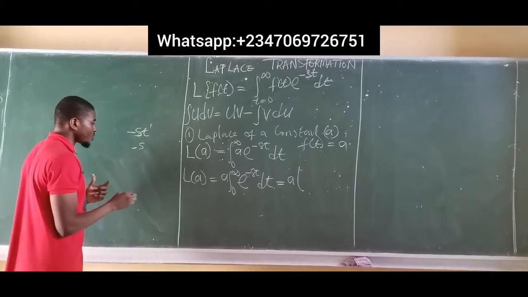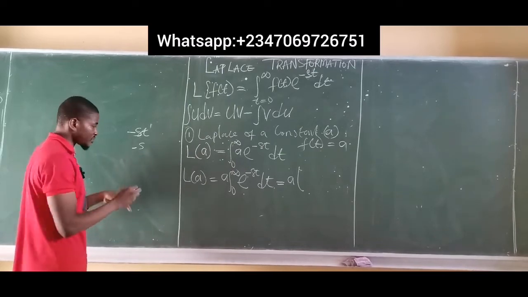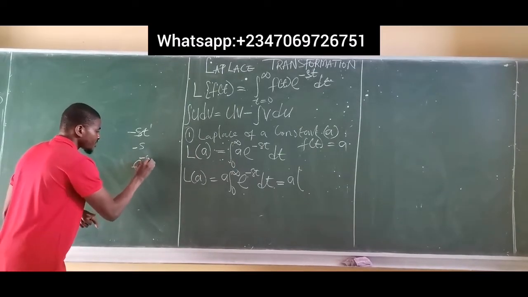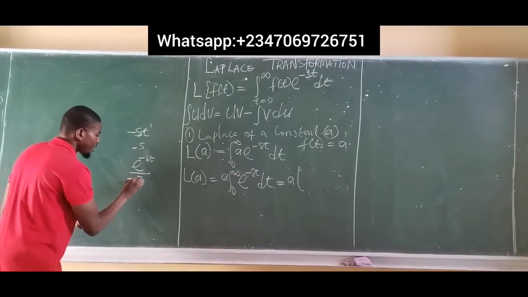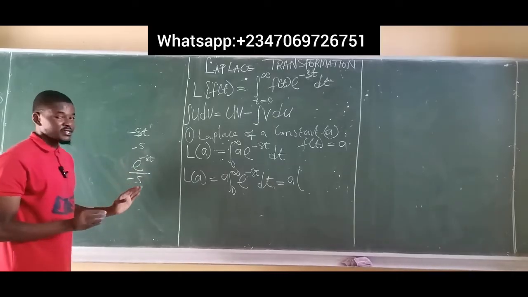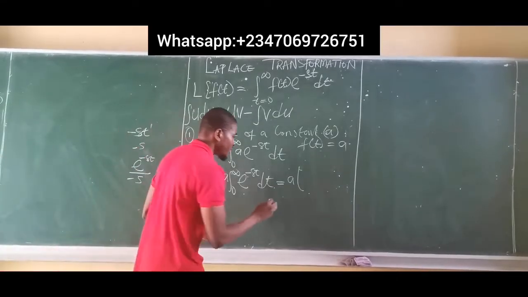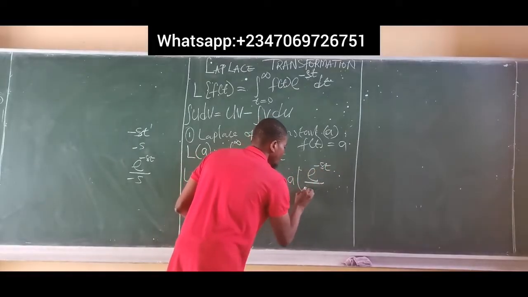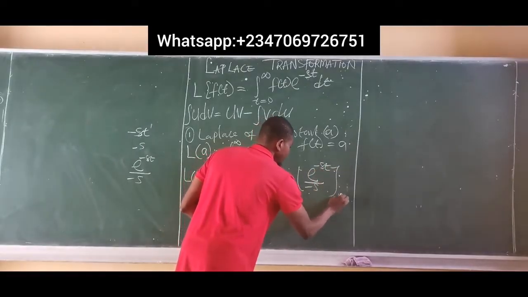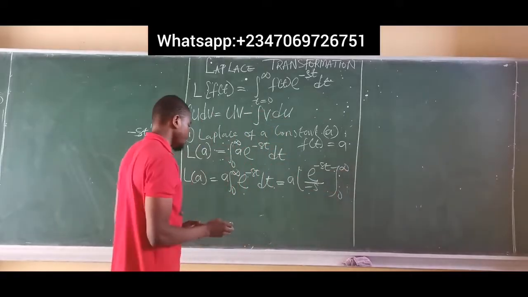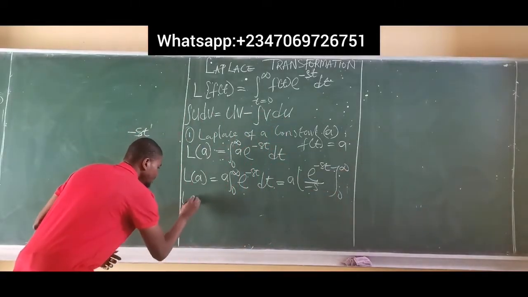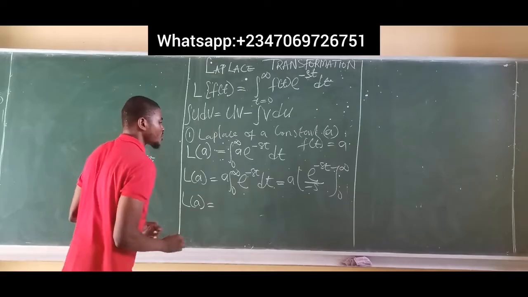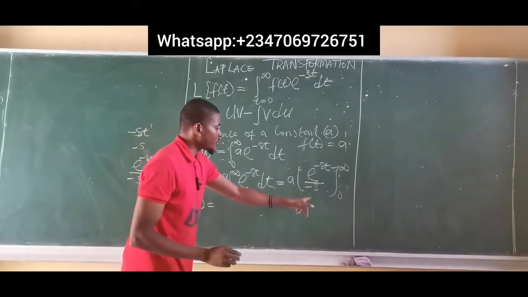Use this derivative now to divide the exponential function itself. So you simply have exponential minus st all over minus s. So this becomes this integral. Hence, we have here a times exponential minus st all over minus s. Put in your limit from 0 to infinity. You have this. Therefore, Laplace of the constant a is now equal to, let's put out 1 over minus s.